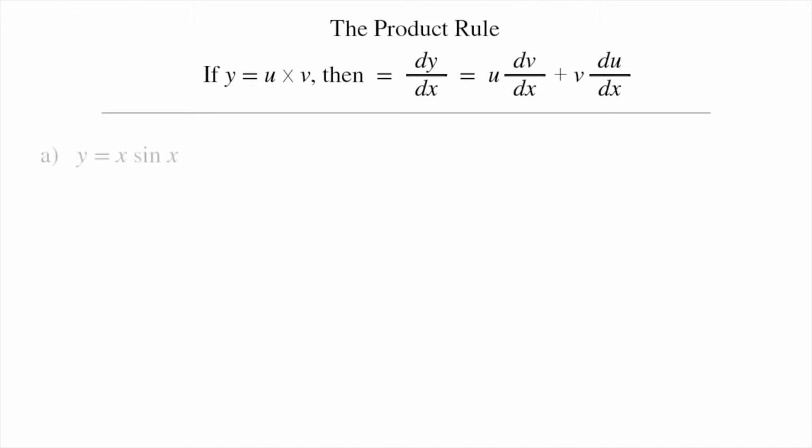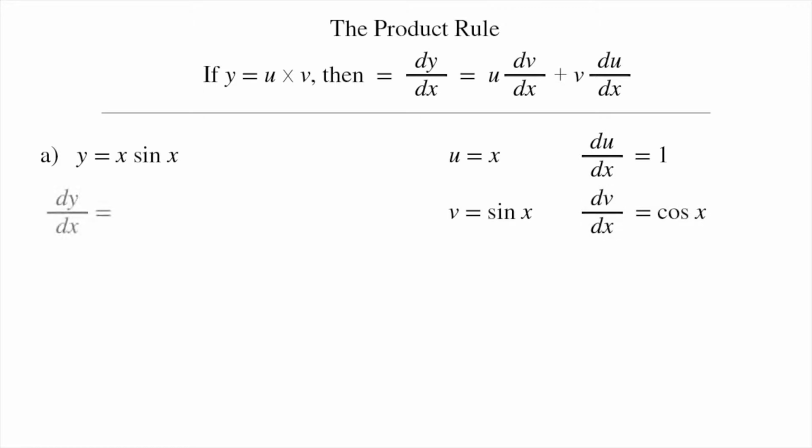First of all, suppose we take y is equal to x times sine x, then y is a product of two functions, namely x and sine x. So, if we let u equal x, and we let v equal sine x, then du by dx is equal to 1, and dv by dx is equal to cos x.